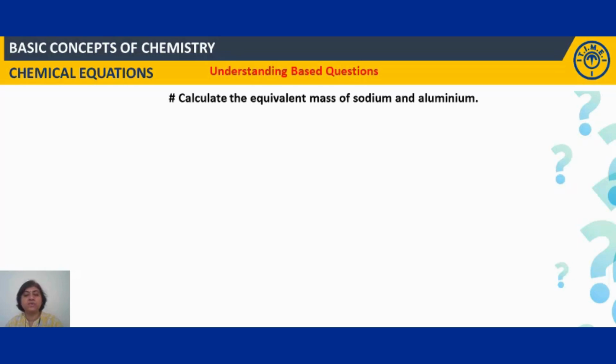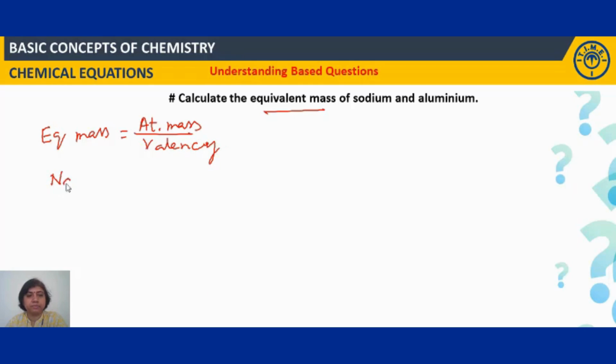Calculate the equivalent mass of sodium and aluminum. So the relation between equivalent mass and atomic mass and valency, right? So what is equivalent mass? Equivalent mass is equal to atomic mass divided by valency. Okay. So first we will do for sodium.